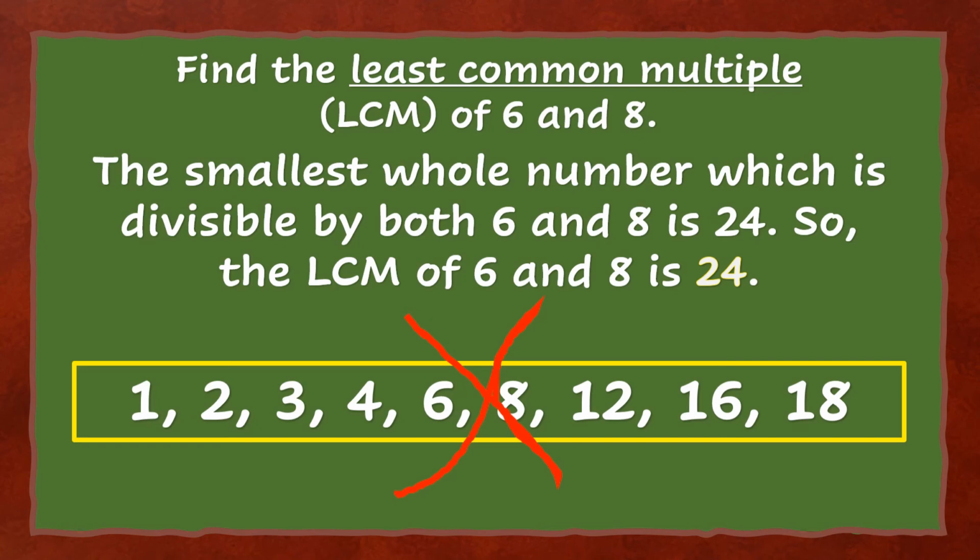The LCM of 6 and 8 cannot be 6 because 6 is only divisible by itself. And the LCM cannot be 8 because 8 is only divisible by itself. The LCM cannot be 12 because 12 is only divisible by 6. The LCM cannot be 16 because 16 is only divisible by 8. And the LCM cannot be 18 because 18 is only divisible by 6.